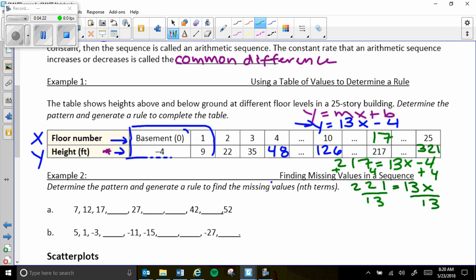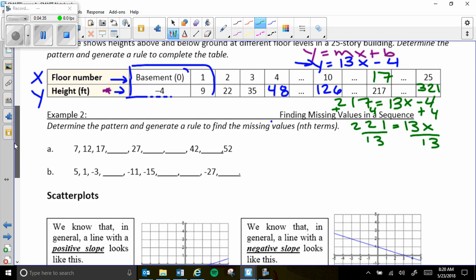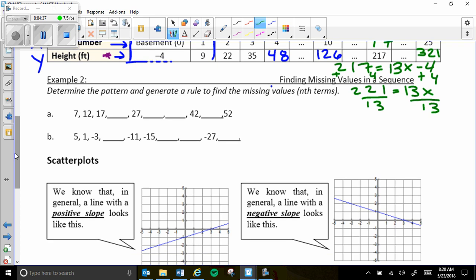If you don't understand where these numbers came from, please pause your video and make sure you ask questions so we can explain further, because it will show up on your test and on your next quiz. Otherwise, we will move to example 2. Determine the pattern and generate a rule to find the missing value.